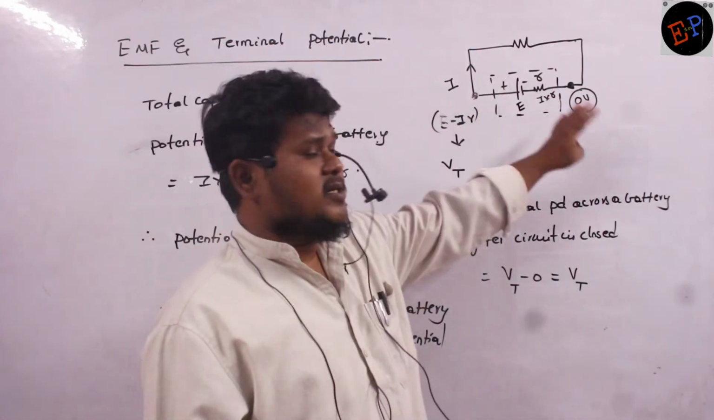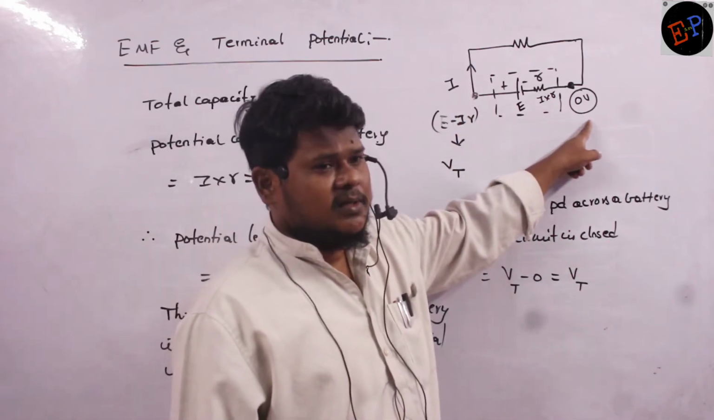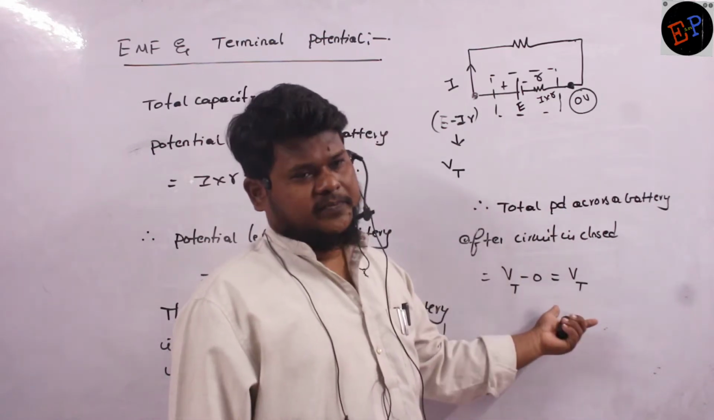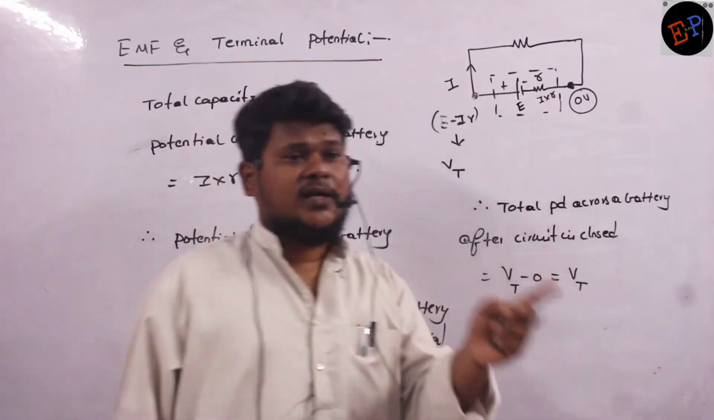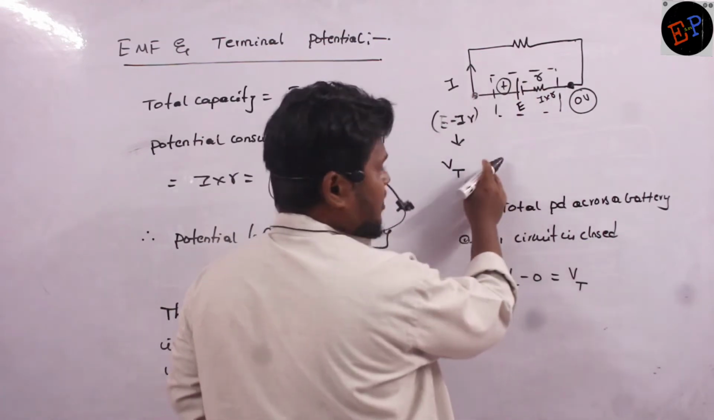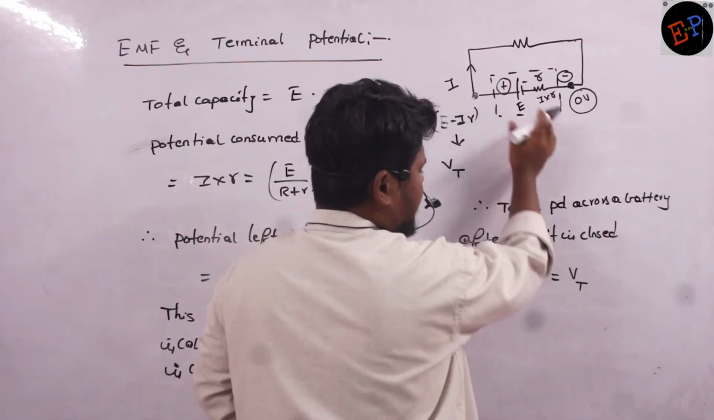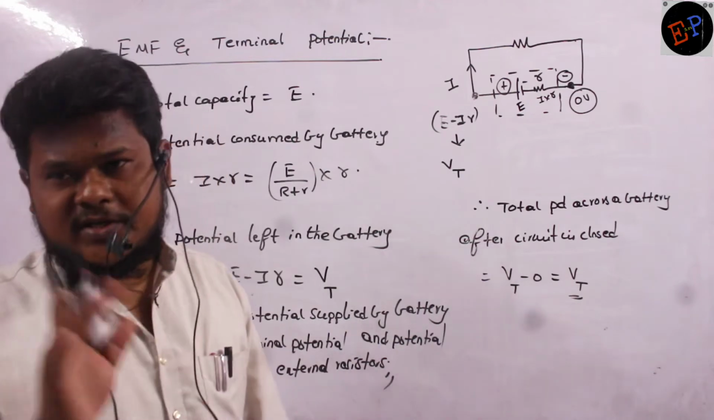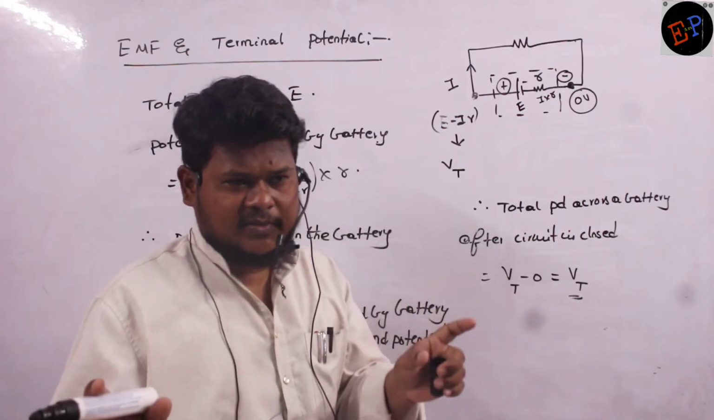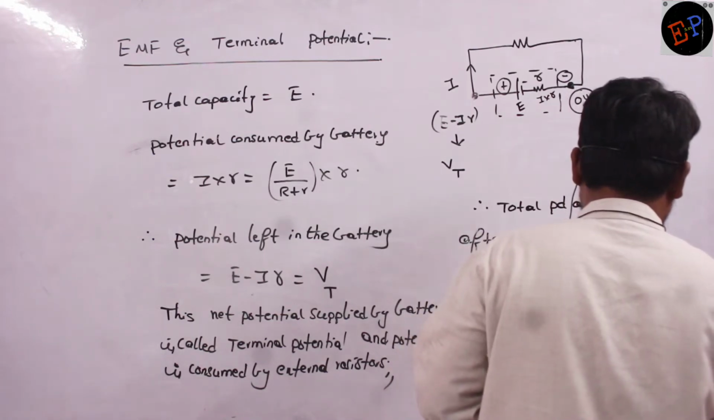So what is the total potential difference across the battery? Here the potential is Vt, and here the potential is 0. So the potential difference across the battery is Vt minus 0, which is Vt. Why can I call it the terminal potential? Because on one side of the battery I have the positive terminal, and on the other side the negative terminal. So the potential difference existing between the positive and negative terminals of the battery is Vt, which is called the terminal potential. Are you able to understand?